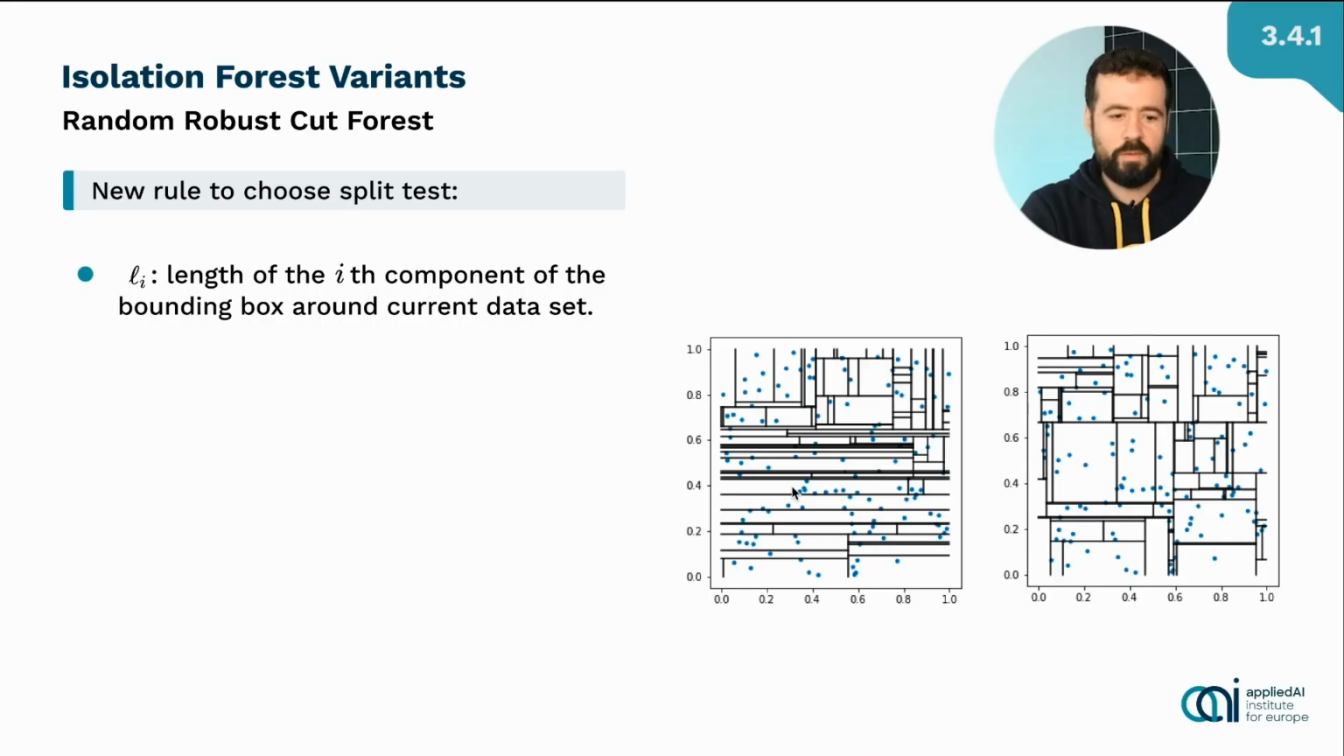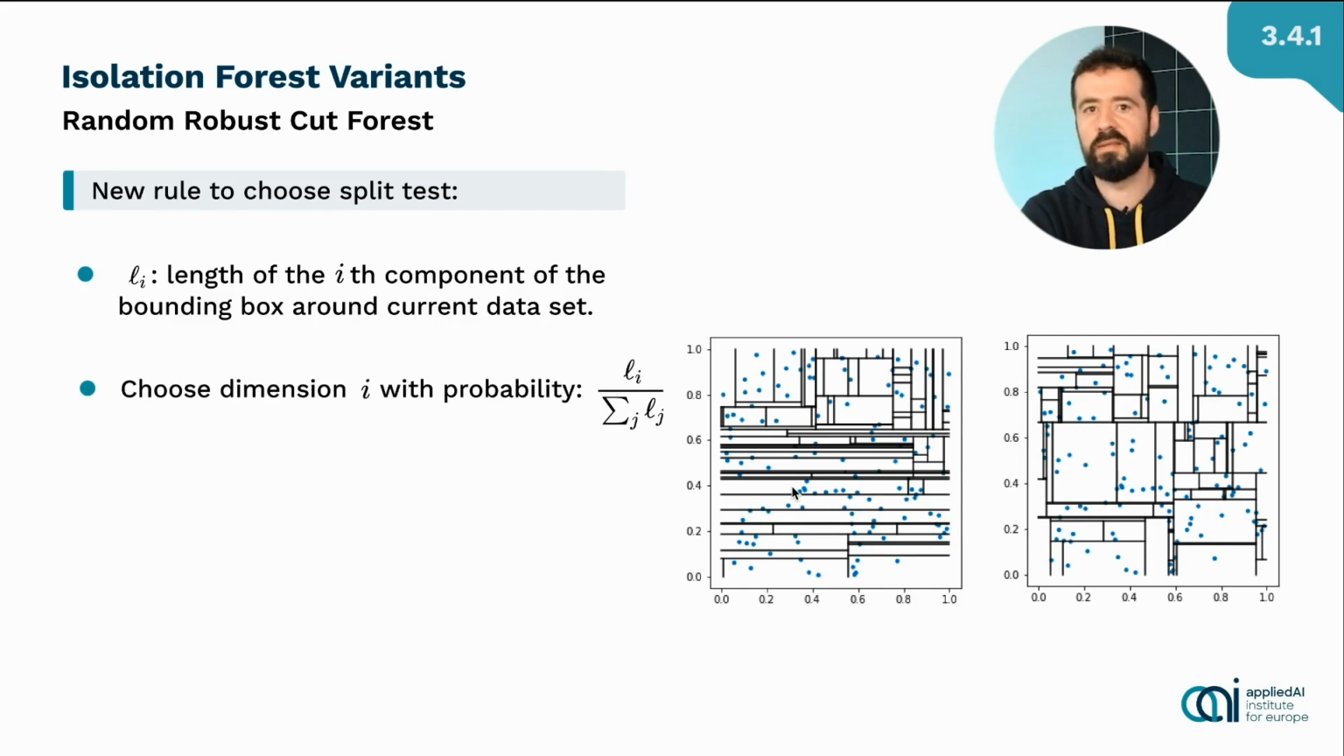So let's talk about a few variants of the isolation forest. The first comes from Amazon and is available on their AWS platform, and they call it the random robust cut forest. The only real difference between the random robust cut forest and the isolation forest is the splitting rule. Remember that for the isolation forest, we have chosen the split dimension uniformly at random. The same holds for the split criterion. Now we're going to change that. We're going to look at the length that is still present in the data with respect to each component, and we are going to choose with a probability that is proportional to this remaining length.